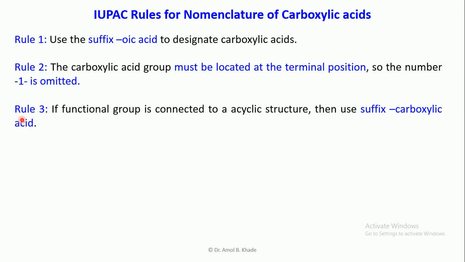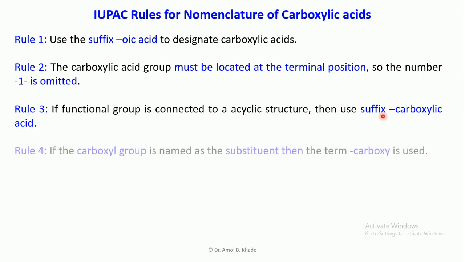Then rule number 3: if the functional group is connected to a cyclic structure, it is a cyclic structure, by mistake an A is typed here, then we have to use the suffix carboxylic acid. We'll see some examples where you can understand this. Then rule number 4: if the carboxyl group is named as a substituent, then the term carboxy is used.